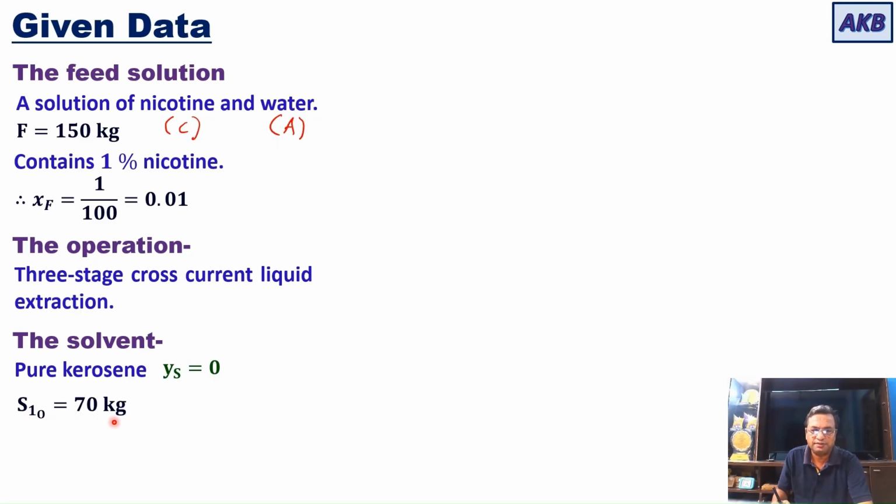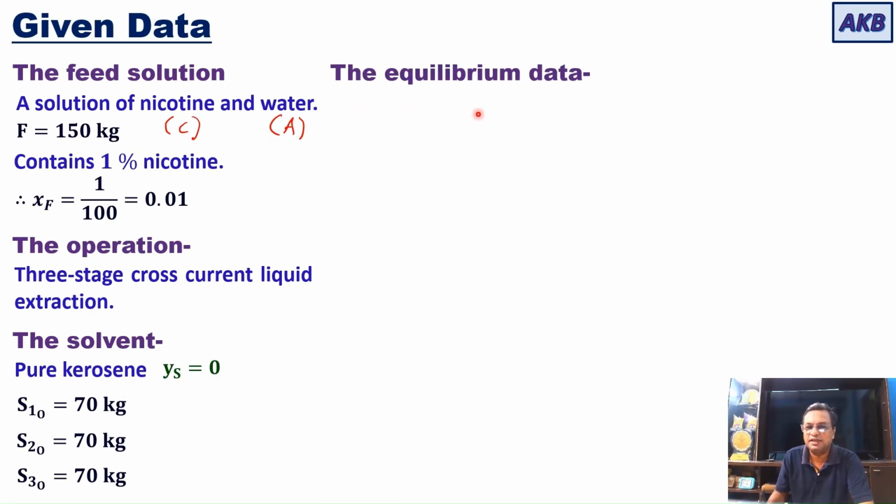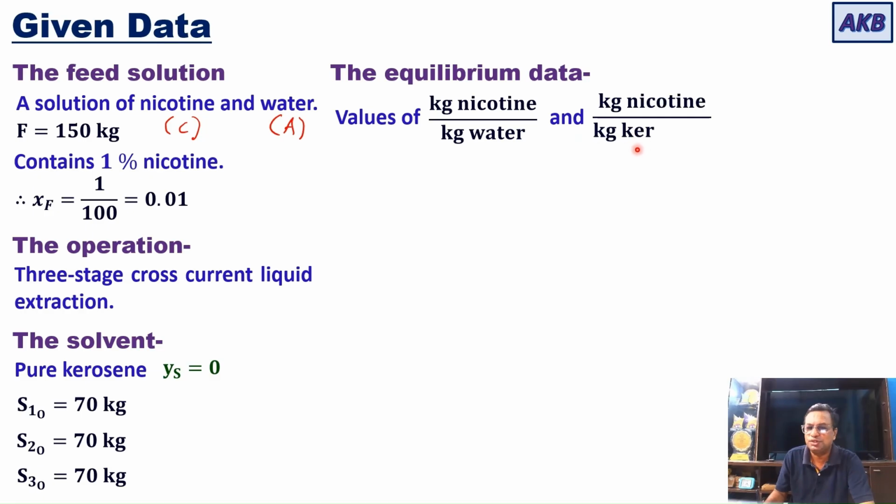Then quantity of solvent used in each stage is given to us. So S10 is 70 kg, S20 is 70 kg, S30 is 70 kg. That is, in each of the stages, the same quantity of solvent is used. But quantities of solvent used in stages could be different. In this case, the same quantity of solvent is used in each stage. Then they have given us the equilibrium data. What is this? You have values of kg nicotine per kg water and kg nicotine per kg kerosene that are in equilibrium with each other.